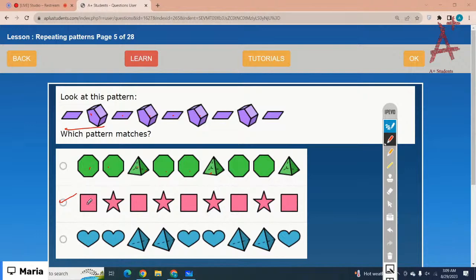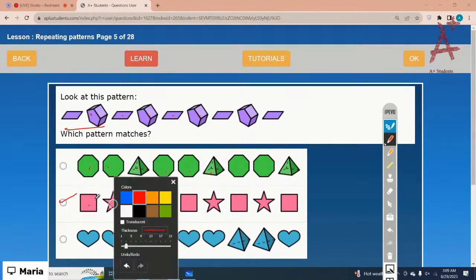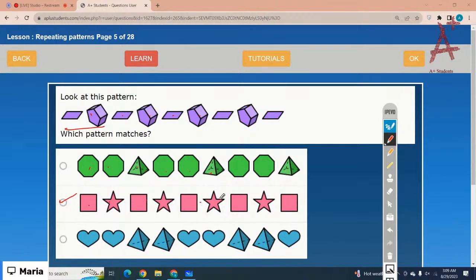So option number one, you can see square, star, square, star, square, star, square. This one you can see there you have the two times. One item is repeating twice. So option number two is the correct option.